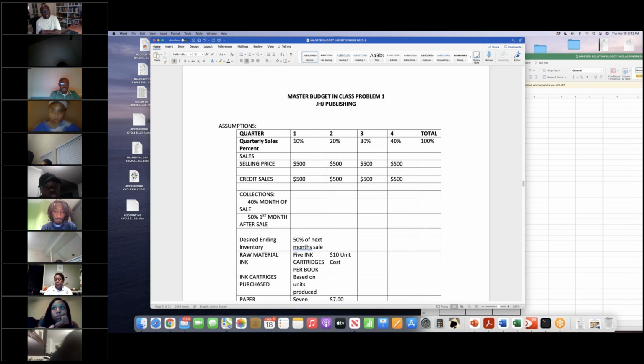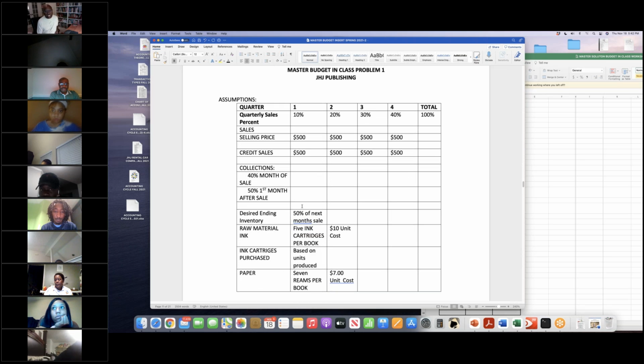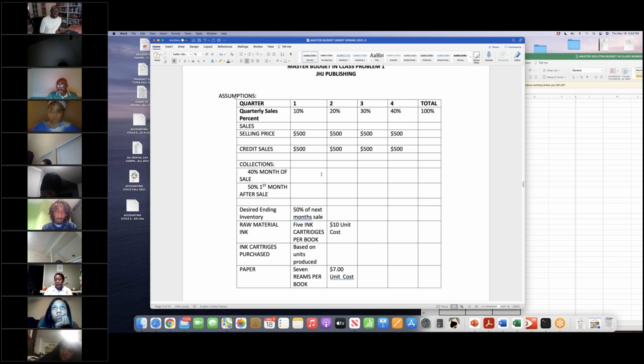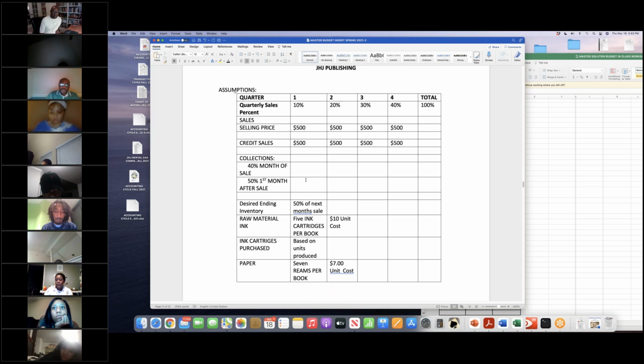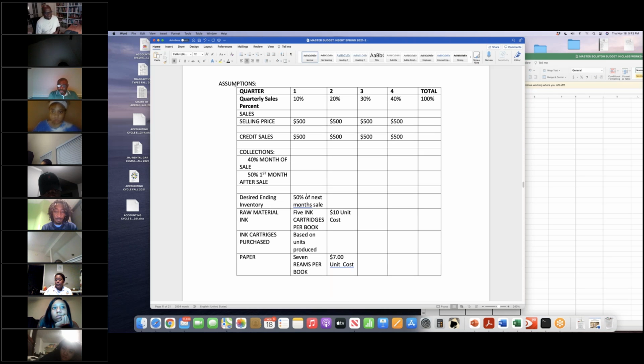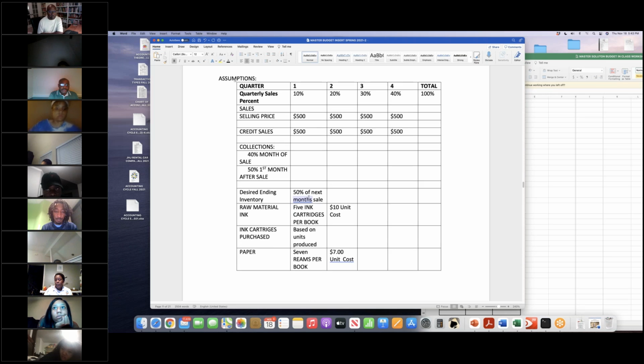So here is our in-class problem. Let's see if we can see what's in this in-class problem. We have quarterly sales that's given to us, and they've given us a selling price. All it says a credit because that simplifies it. And then we have these collections. We get 40% in the month of sale, 50% the month after sale. And we'll come back and talk about that for a second.